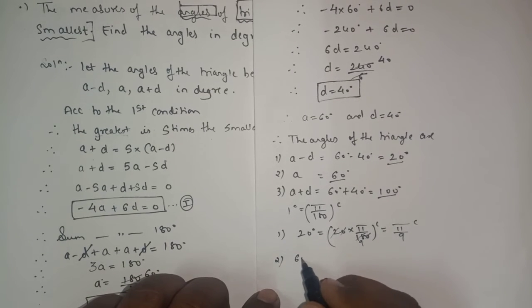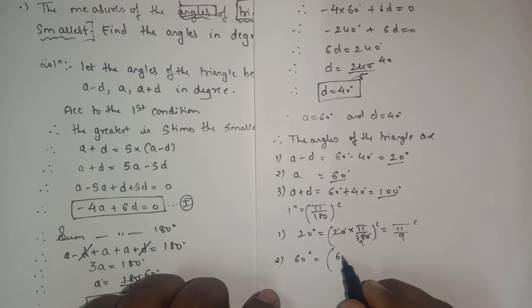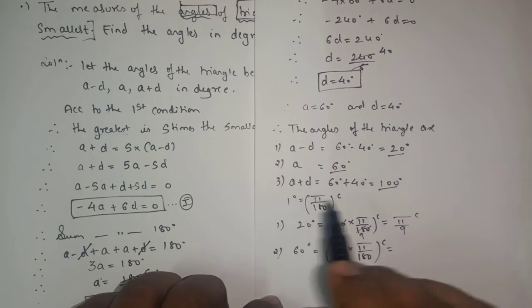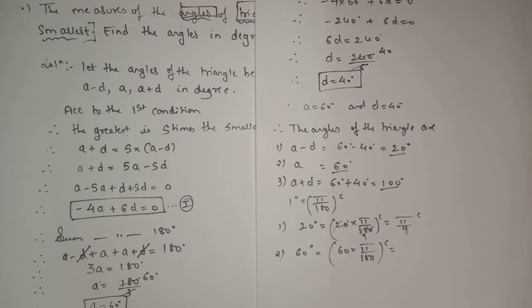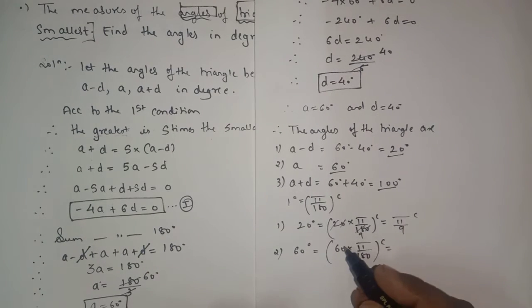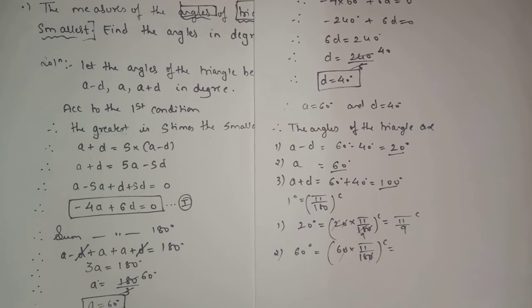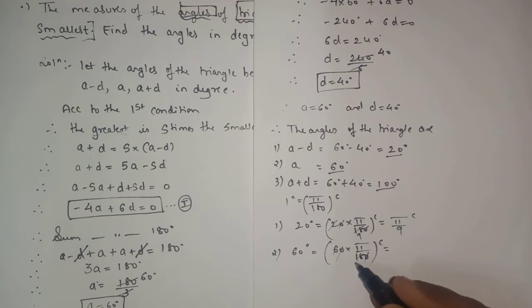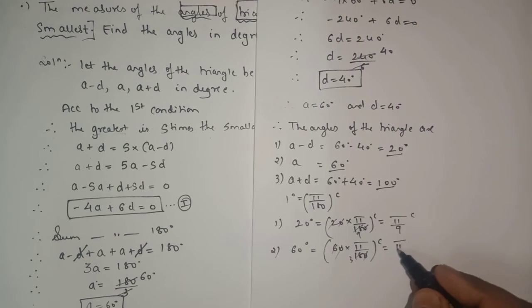For the second one, 60 degree. 60 into pi by 180. Yes or no? I hope you all might be knowing the conversion between the radian to degree and degree to radian. Okay. So here 0 will get cancelled. 6 ones are 6, 6 threes are 18. So here we are left with pi by 3.